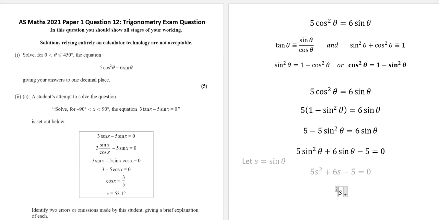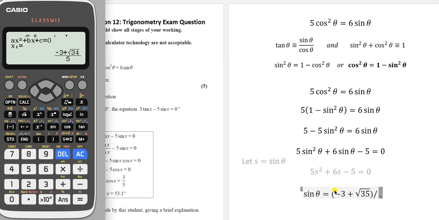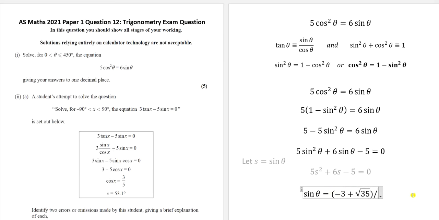So when we solve, we don't need to write anything more sophisticated than just sine theta equals, and then the solution that the calculator gave us. So -3 plus root 34 all over 5.